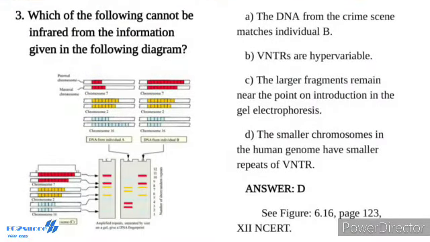Question number 3. Which of the following cannot be inferred from the information given in the following diagram? Shown in the diagram, a schematic representation of DNA fingerprinting. Few representative chromosomes have been shown to contain different copy numbers of VNTR, that is variable number of tandem repeats. For the sake of understanding, different color schemes have been used to trace the origin of each band in the gel.